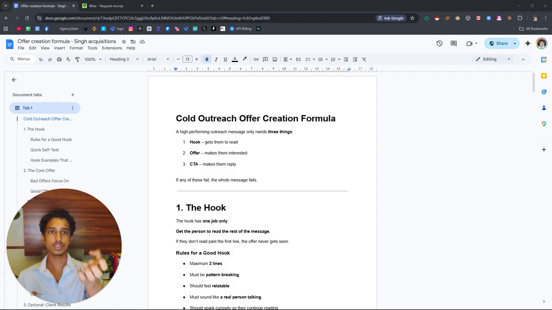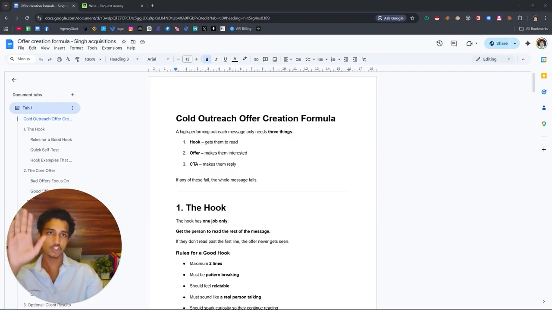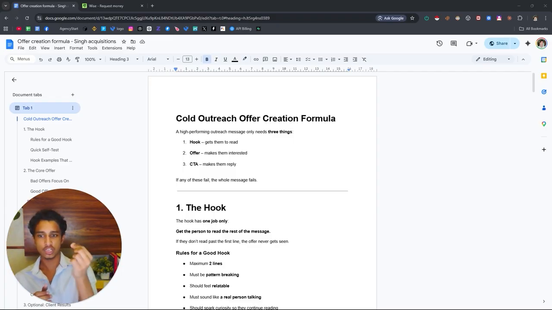Hook is exactly how you can get them interested and get them to read the entire email. Then there is the offer: exactly what are you offering them, what are they going to get. And the CTA: what do they need to do after they have read everything. I'm going to show you the examples, and exactly how to go about every single one of these topics.